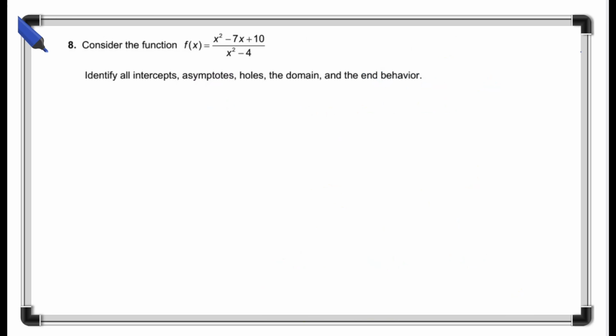So in number 8, we're going to figure out all the characteristics of this function. Now the first thing you want to do is factor, right? We do see we have some parts of our rational function that are factorable. So the top would be x minus 5 and x minus 2. And the denominator would be x plus 2 and x minus 2. You do have a common factor here that will cancel out. So for right now, we'll take that into consideration as we figure out what each characteristic is.